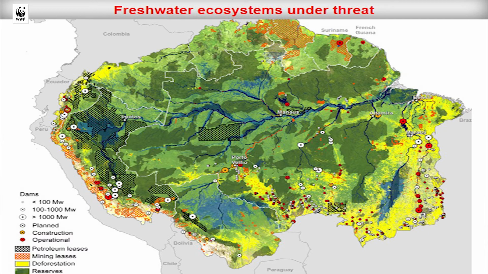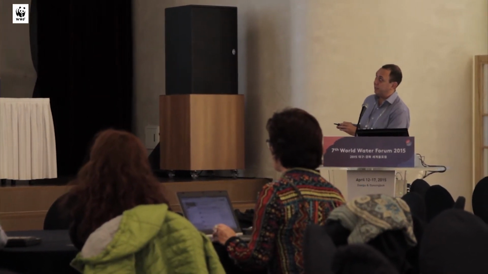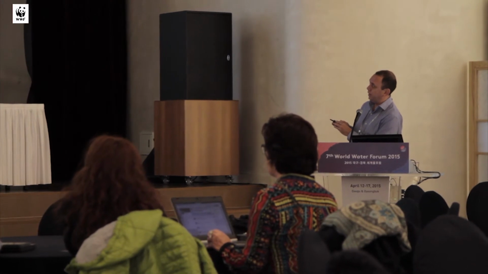The dots denote hydroelectric dams that are either in place or under construction or planned to be constructed in the next few decades. You can see there are several hundred dams constructed in the southeastern, southern, and western flanks of the Amazon. And lastly, there are lots of mining activities for iron ore, bauxite, and oil, mostly occurring in the western flank of the Amazon, in the Andean Amazon, and also in the Guyana Amazon.